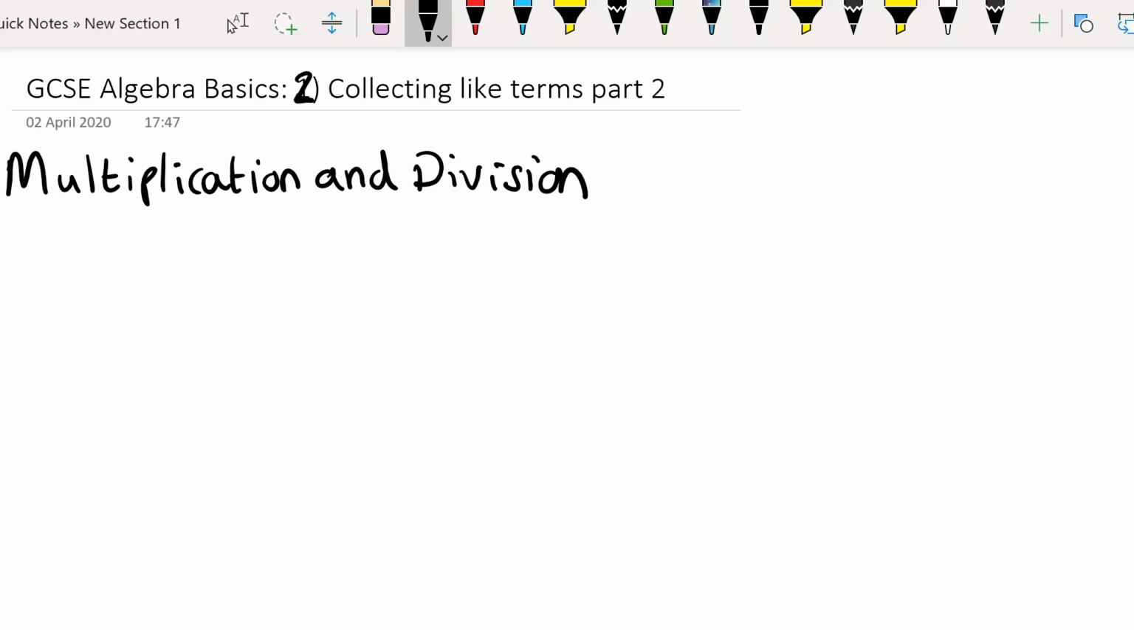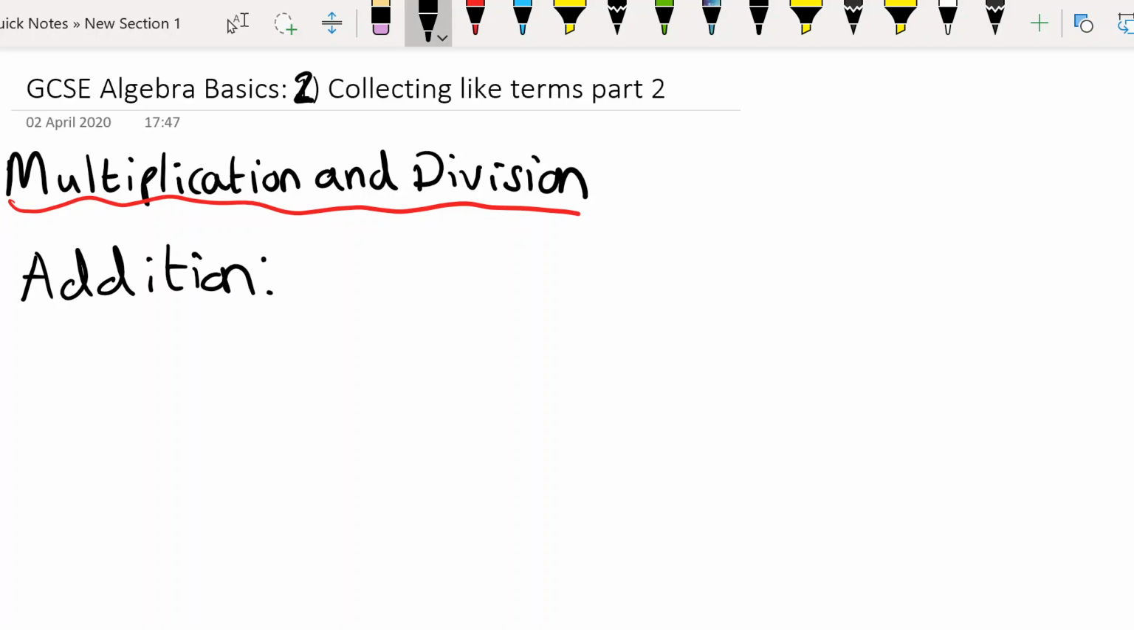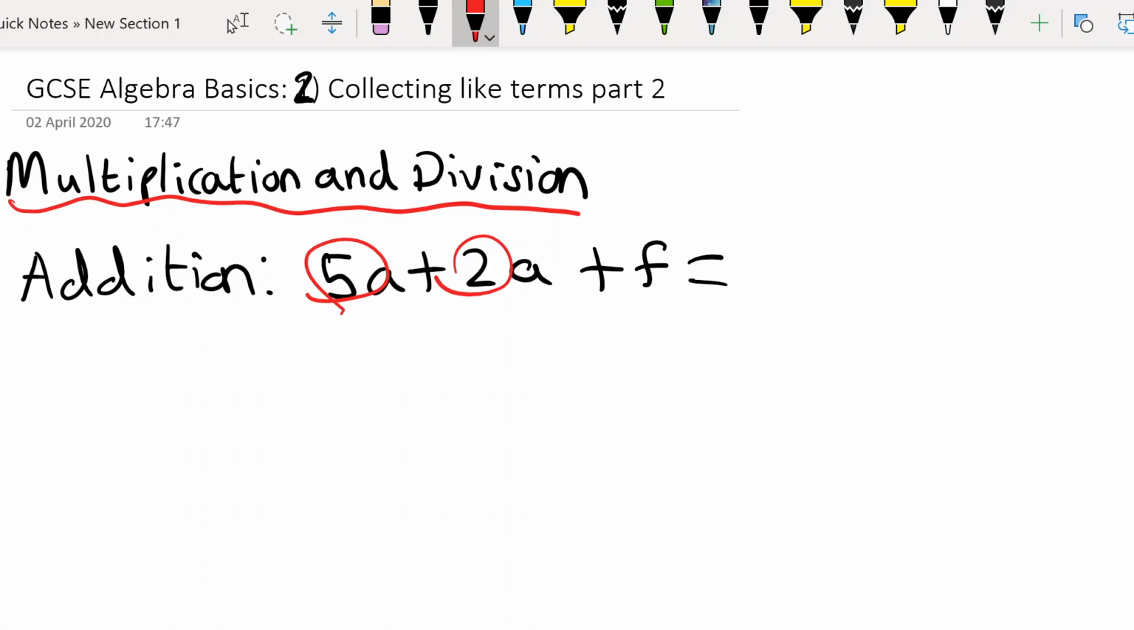This video is going to be covering collecting like terms, but we're going to be focusing specifically on multiplication and division. Okay, so in the previous tutorial, just to recap, we had the basic addition and subtraction. So we had addition, for instance 5a plus 2a plus f, and we simplified this. What we did was we added the numbers in front of the letters, but we had to keep each letter separate, remember?